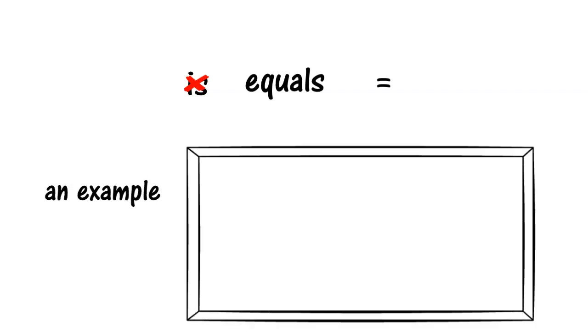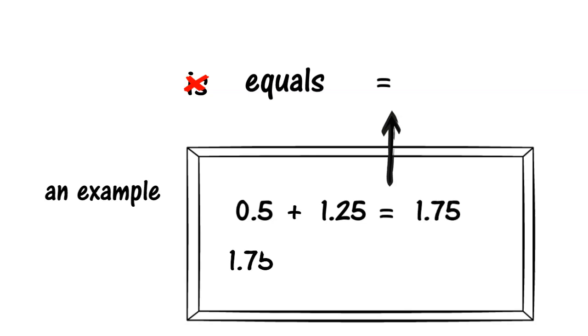Now, instead of saying "is" in mathematical terms, we use the mathematical word equals, and the 2 bar lines are the symbol for equals. An example, 0.5 plus 1.25 equals 1.75. And also 1.75 minus 0.5 equals 1.25.